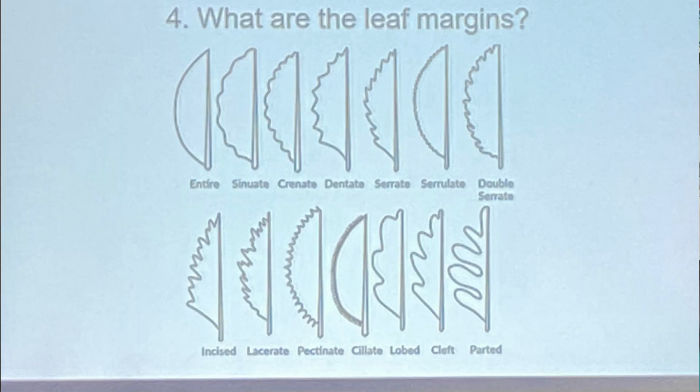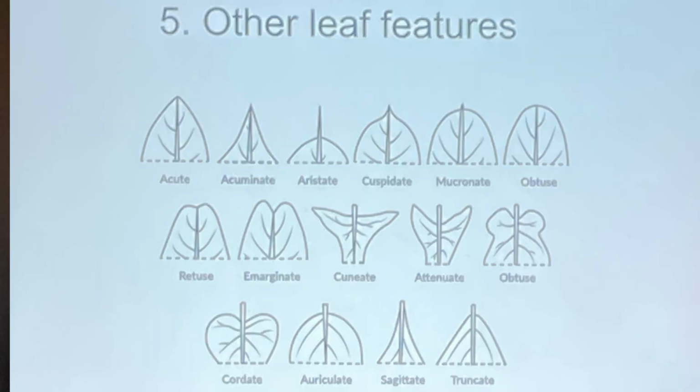Leaf margins, like how it's made, kind of like an oak leaf. And there's entire, crenate, dentate, serrate, double serrate, incised, lacerate, ciliate, cleft, parted. There's only half of them. And the features: acuminate, aristate, cuspidate, obtuse, emarginate, cordate, sagittate. There's a lot.